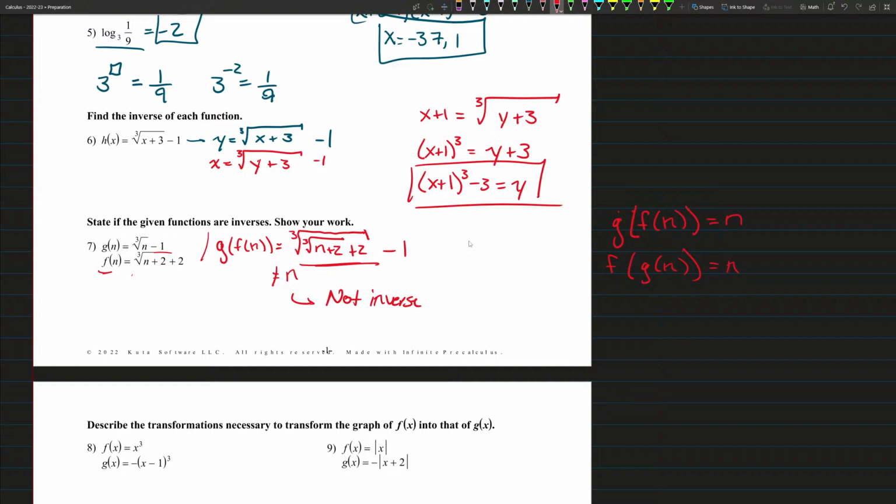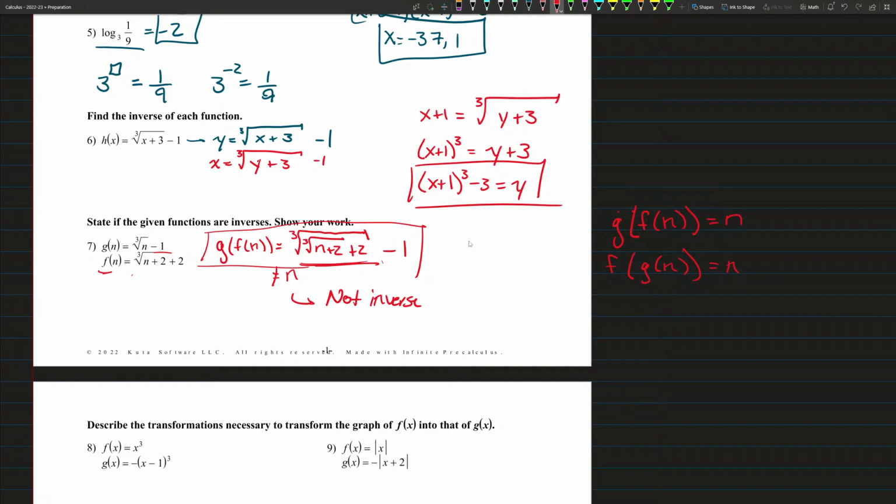The work I'm looking for, though, is this: you compose G and F, and you see if it's equal to N. How do we know to put the F in the G and not vice versa? Both work. They're both the same thing. If you find G of F of N and F of G of N, they should tell you the same thing.